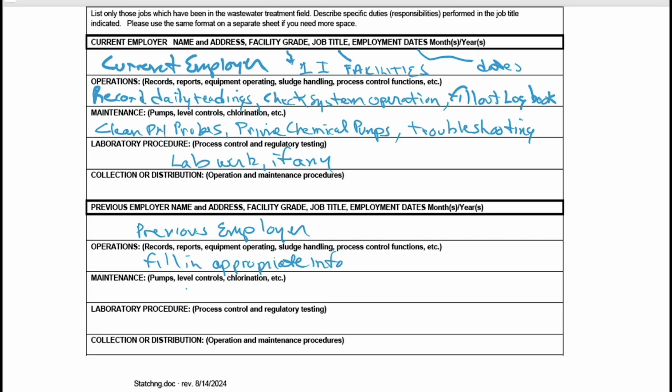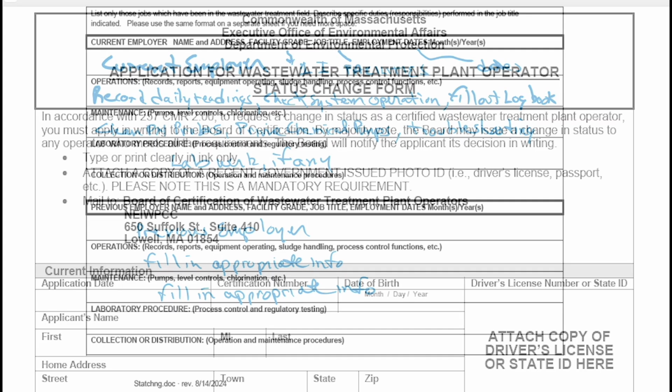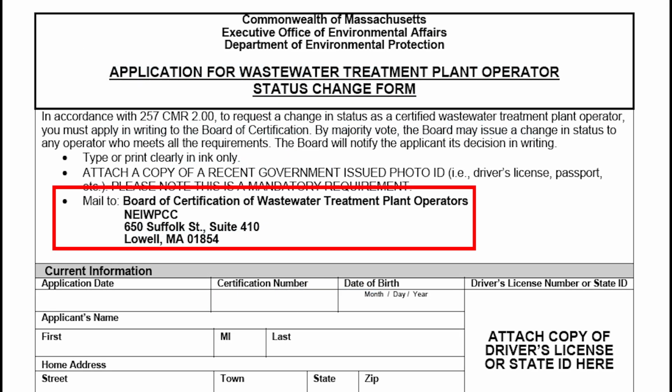When you've finished filling out the form, make a copy of everything for your files, attach a photo ID and any course certificates, and mail everything to the Board of Certification at NEIWPCC at the address indicated on the top of the first page of the form.